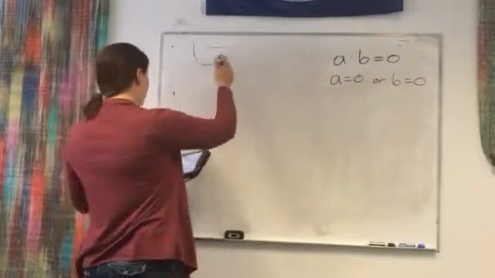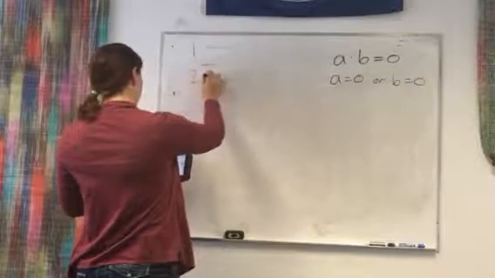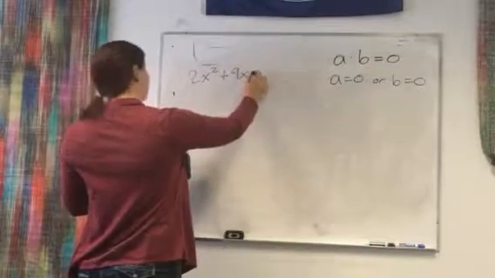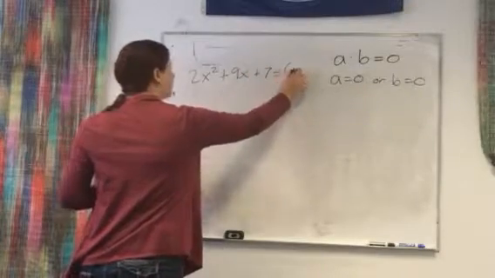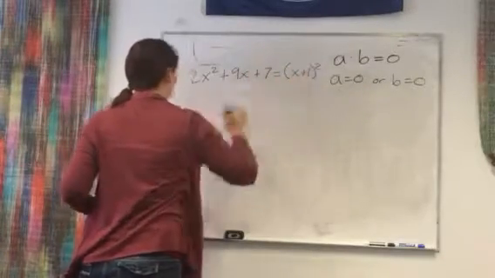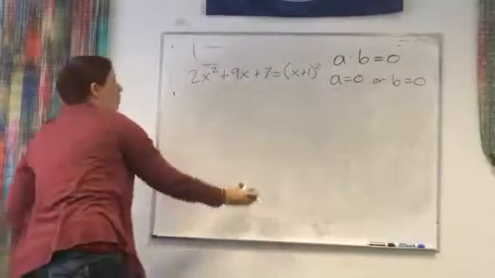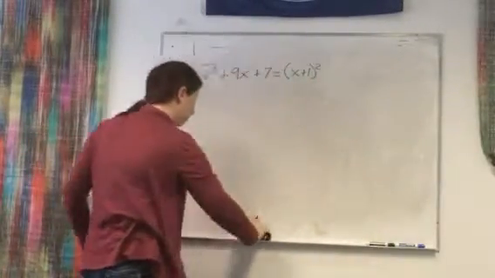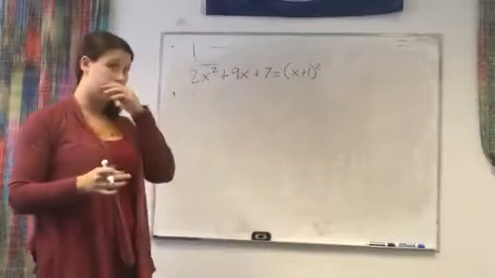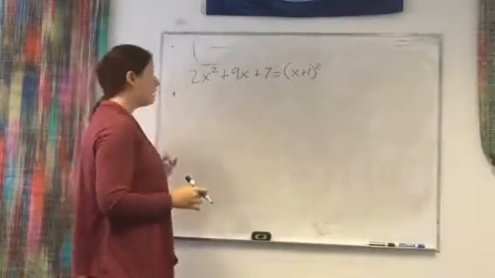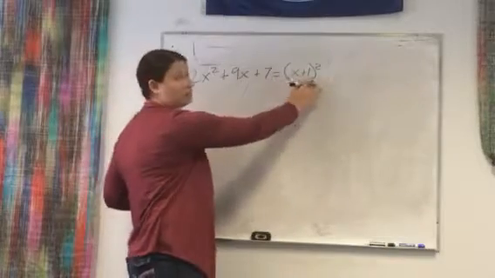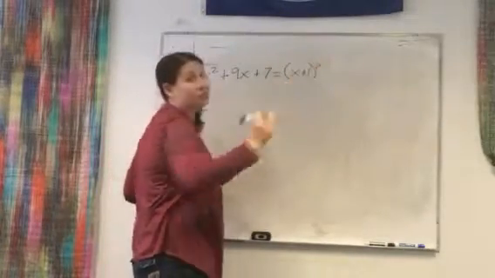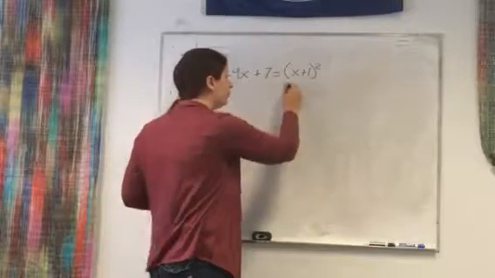So if we get a problem that is 2x squared plus 9x plus 7 is equal to x plus 1 squared. So first step is always getting it equal to 0. That's the only way we can factor and then use that zero product rule. So that means we don't like having this stuff over here, right? Also, we don't like that it's squared. So let's FOIL that out.